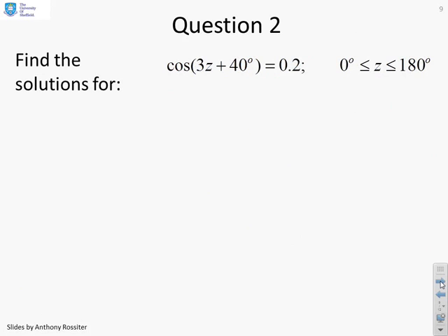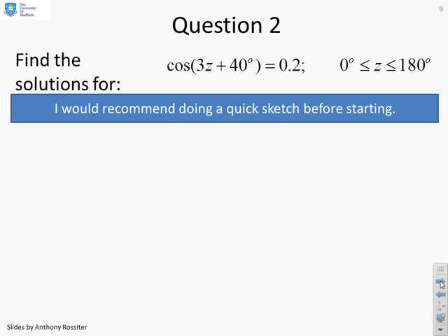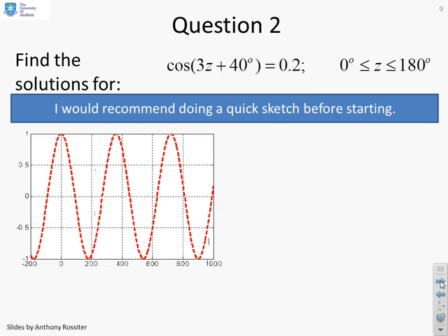Next question then. Find the solutions for this: cos of 3z plus 40 equals 0.2. And again, I recommend you start by giving yourself a quick sketch. So here's my sketch of the cosine curve, and again I'm going to mark my point 0.2 and find out where the solutions are. So I've got one here, one here, one here, one here, one here, and one here. So I can see where my solutions are.